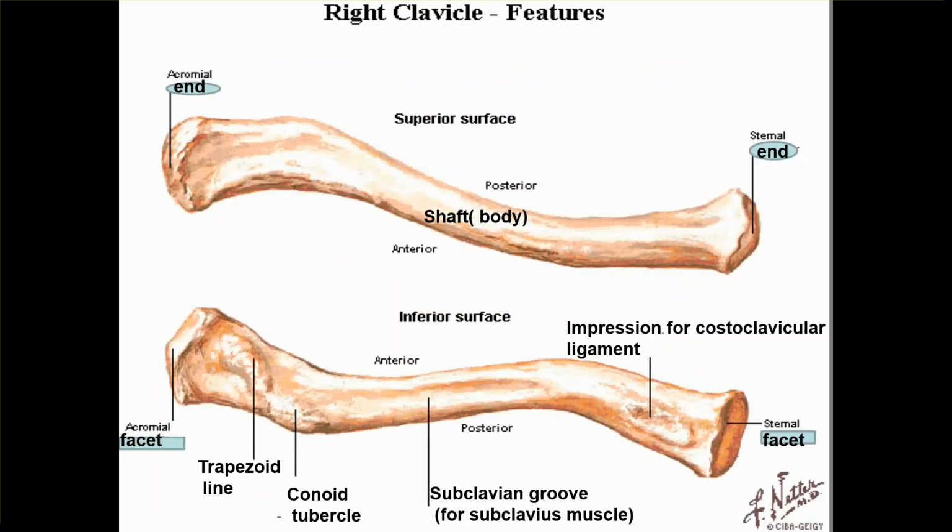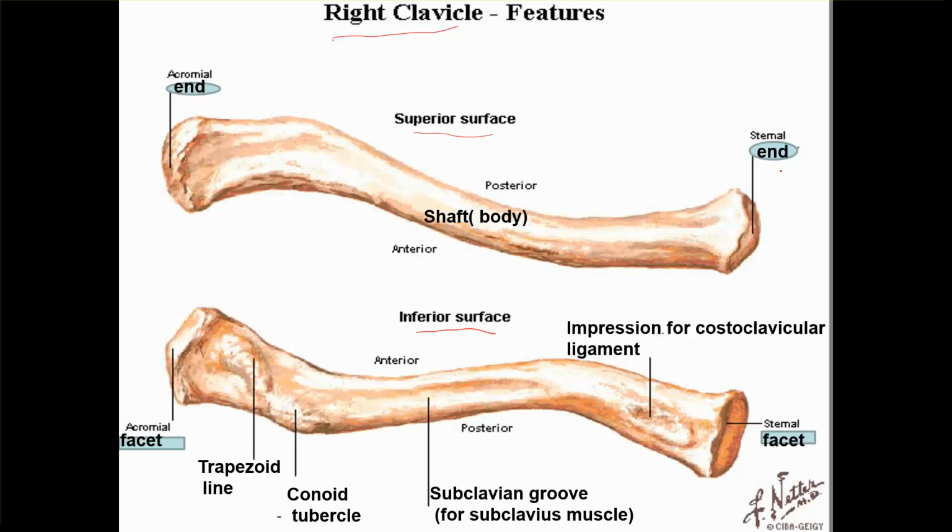Now we'll see detail about each bone. We start with the clavicle. This is the right clavicle. It has 2 surfaces, the superior surface and the inferior surface. I will talk about the detail on the superior surface. The superior surface shows 2 ends. This is the sternal end.